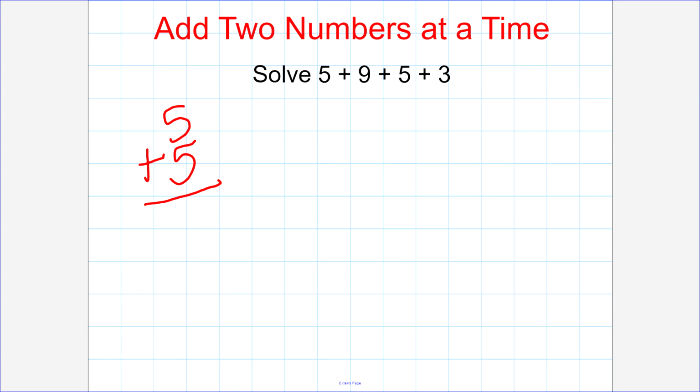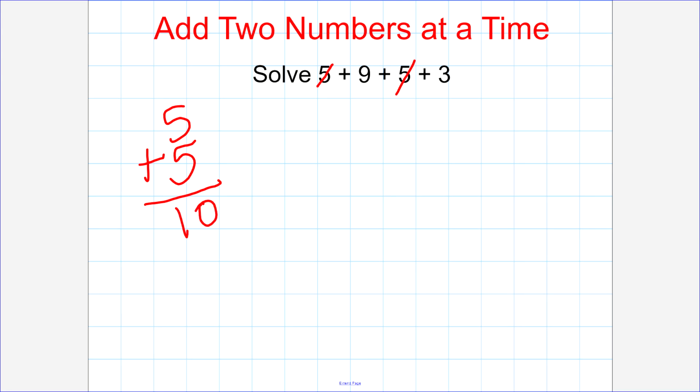Remember, the associative and commutative properties tell us that we can add numbers in any order, and we can also group them in any order without changing the sum. So I can go ahead and start with the 5 and the 5, because I know as long as I add all the addends, the answer will be the same. 5 plus 5 is so easy for us. 5 plus 5 is an easy 10.